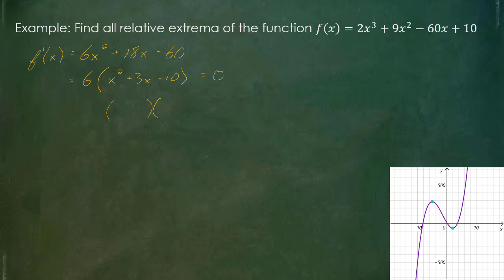So the parentheses, I'd want numbers that multiply to negative 10 and add to 3, so that would be a positive 5 and a negative 2. So x plus 5, x minus 2. Set that equal to 0, because again, that coefficient of 6 in front, if I divided both sides by 6, it would just disappear anyway. It's just when the parentheses equal 0 that I would end up getting the derivative to be equal to 0. So it looks like my two critical numbers in this case are going to be negative 5 and positive 2. So what we can do is go ahead and set up a sign line using those values, negative 5 and positive 2.